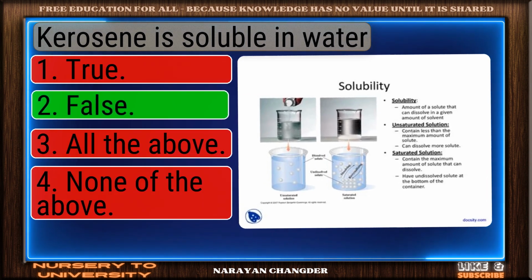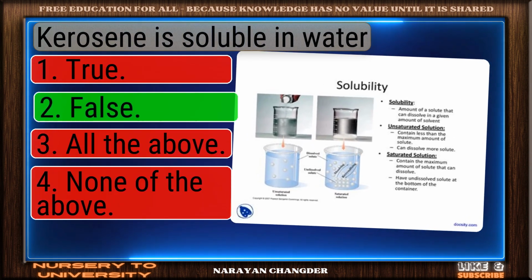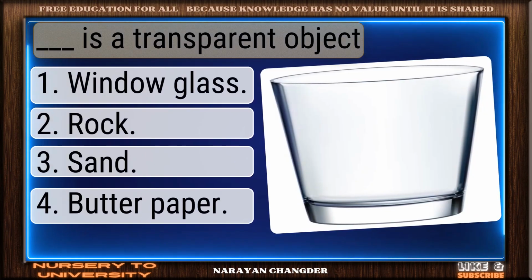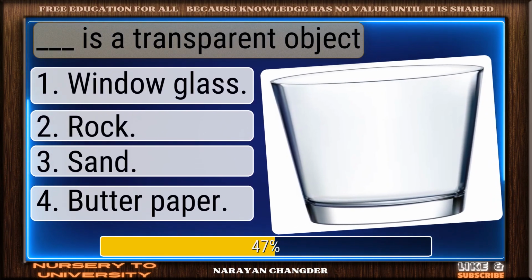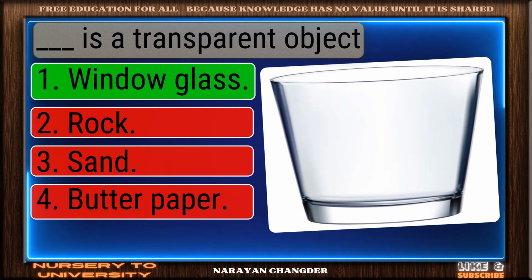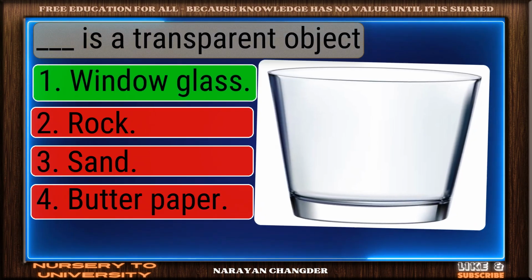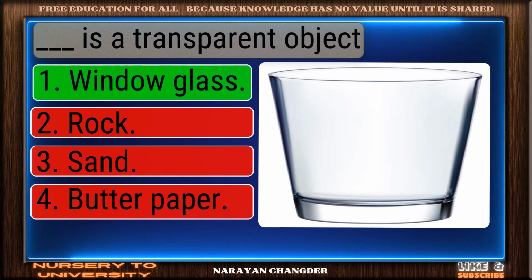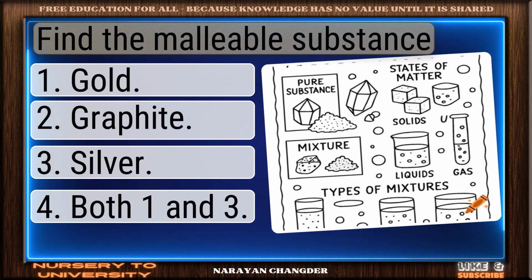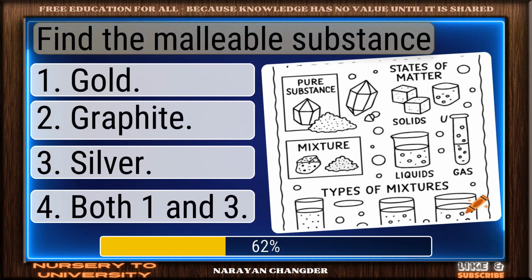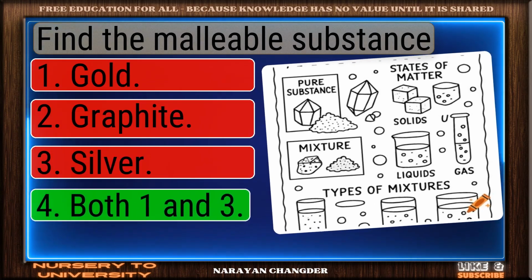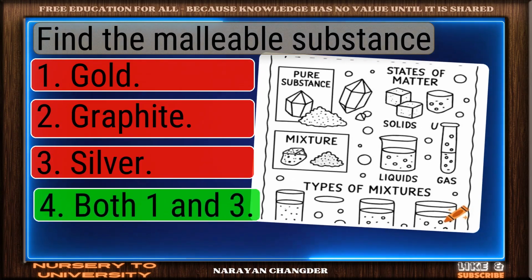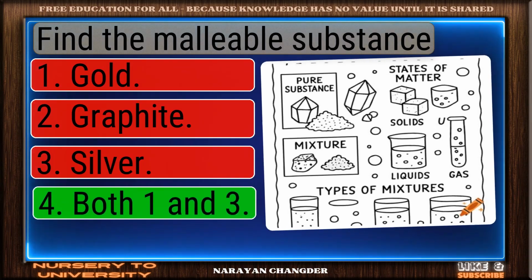Excellent choice. False is the right answer. Dash is a transparent object. Sharp thinking. Window glass is the right choice. Find the malleable substance. Nice selection. Both 1 and 3 is the correct and valid answer.